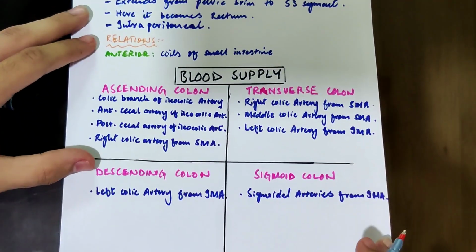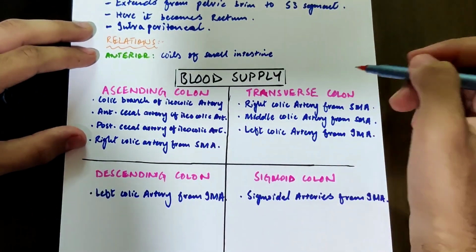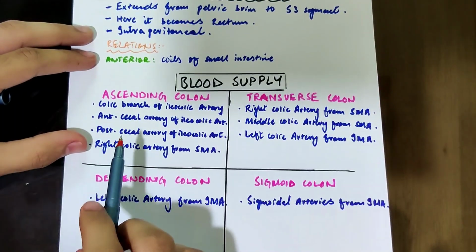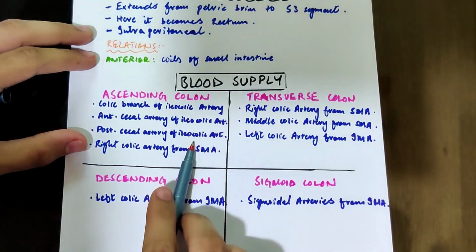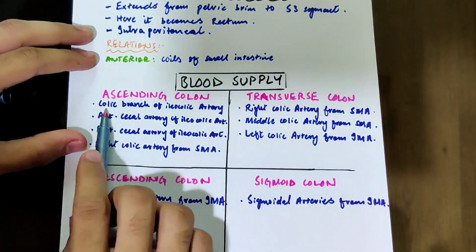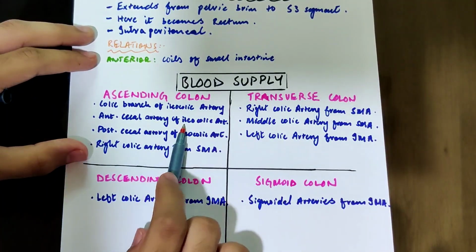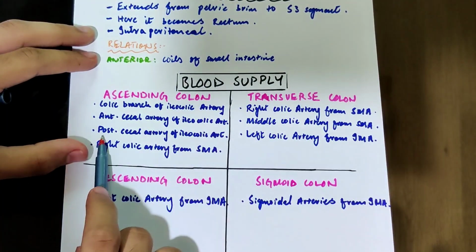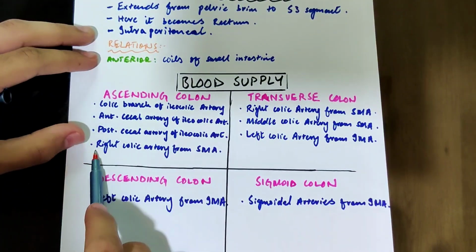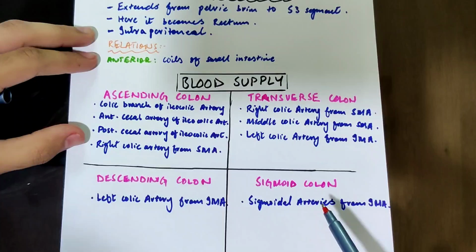Now we're talking about the blood supply of our colon as a whole: the ascending colon, the transverse colon, the descending colon, and the sigmoid colon. First of all, the ascending colon has branches of the ileocolic artery and the superior mesenteric artery. First is the colic branch of the ileocolic artery. Then we have the anterior cecal artery of the ileocolic artery. Then we have the posterior cecal artery of the ileocolic artery. And finally we have the right colic artery, which arises from the superior mesenteric artery.